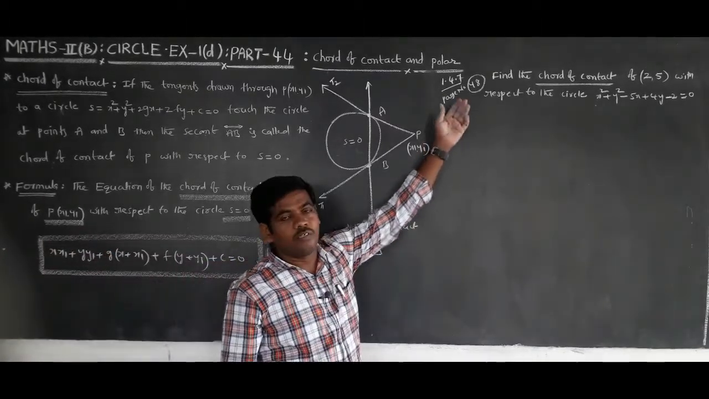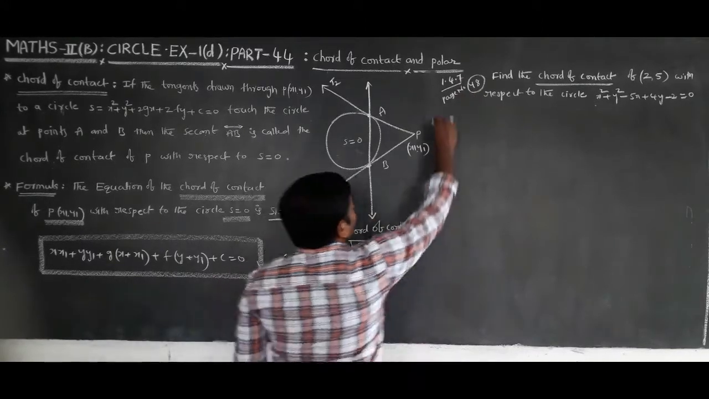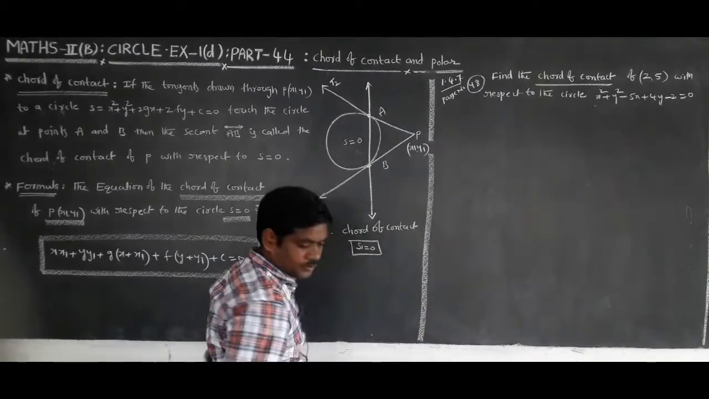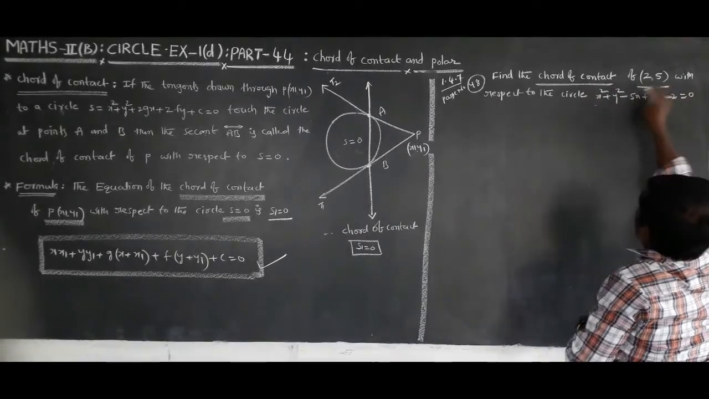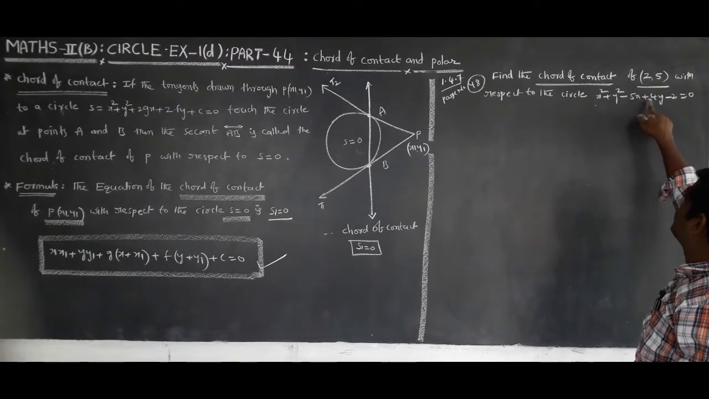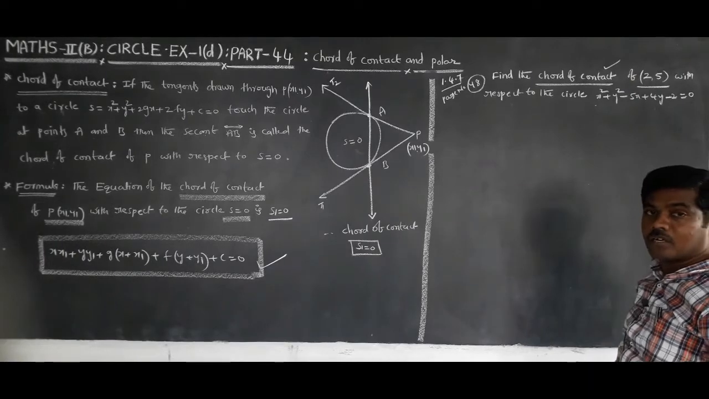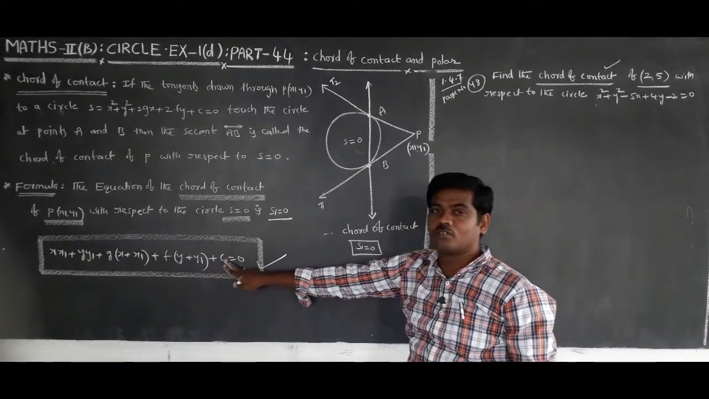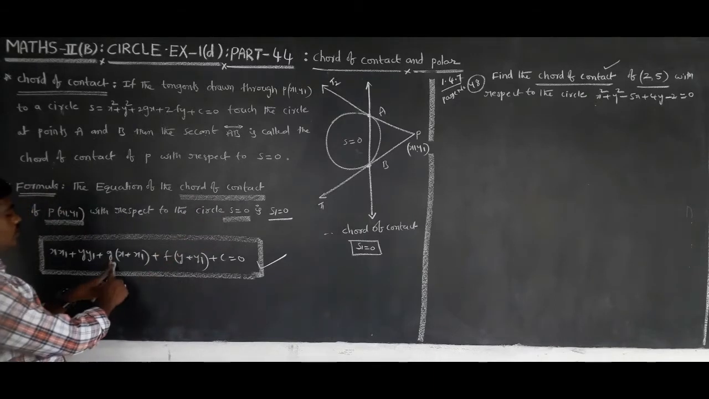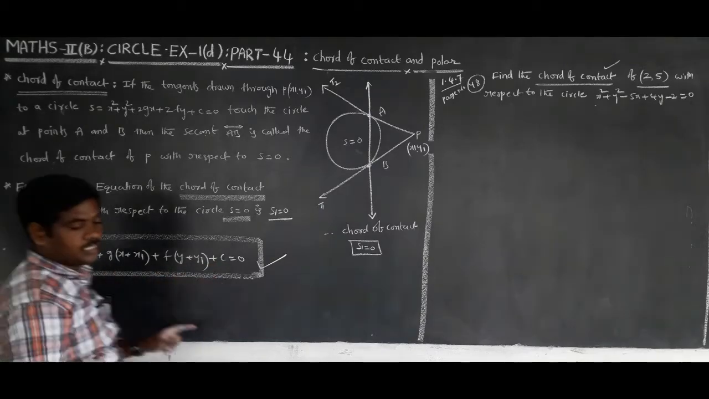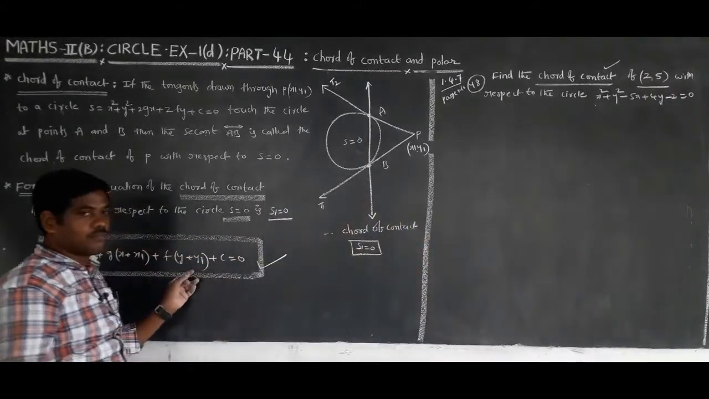Now let us solve one problem. In example number 1.4.7, page number 48: find the chord of contact of (2, 5) with respect to the circle x² + y² - 5x + 4y - 2 = 0. Here we use the formula S1 = 0. First of all, compare the given equation with the general equation and find the values g, f and c. Let the given point be (x1, y1), substitute these values in the formula and simplify.